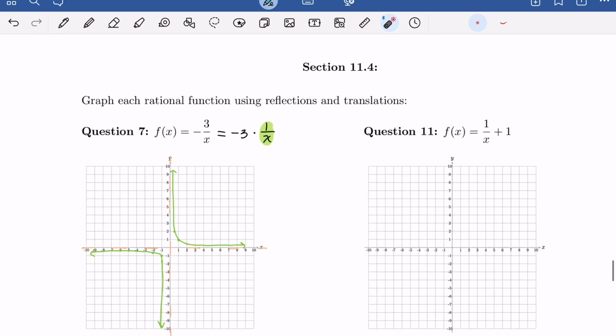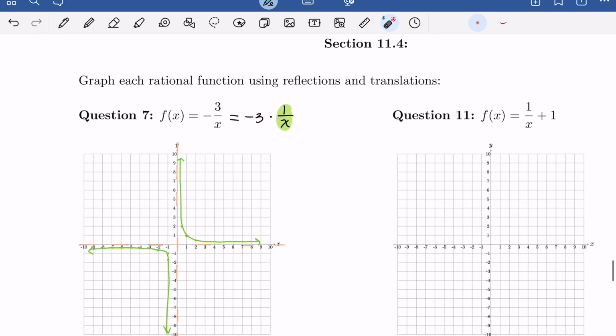And what's happening when we have this minus 3 out in front, again, we're going to reflect this over our x-axis here. So all of these points are going to be reflected over the x-axis, and all of these will be over here on this side. But we're also going to be multiplying our outputs by 3. So, for example, this point here is going to be reflected over our x-axis, so it's going to be here, but we're also going to multiply this output by 3.